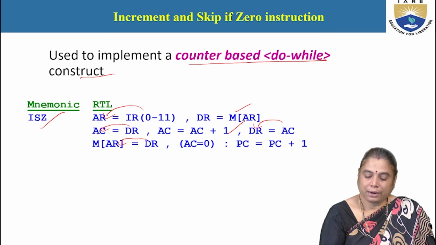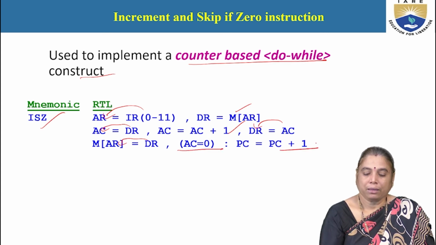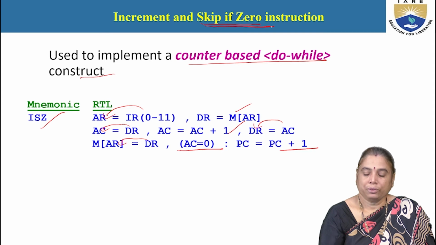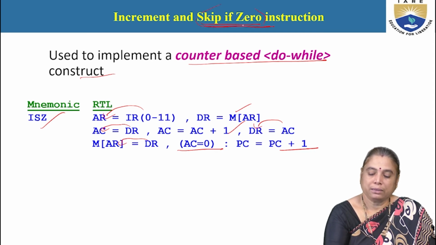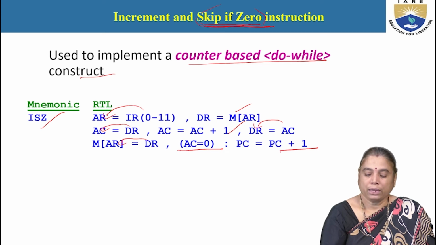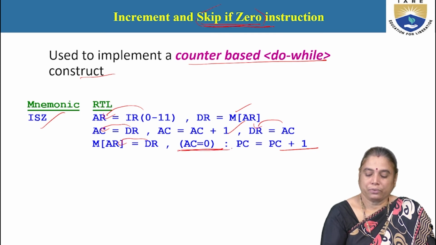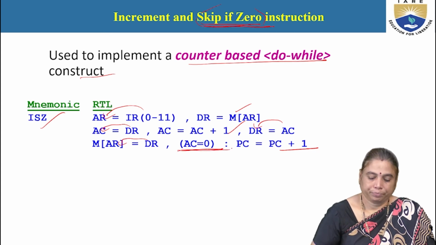And when AC contains 0, the PC value is incremented by 1. So the skip operation is performed if a 0 value is present in the accumulator. Only if this condition is satisfied is the next instruction skipped. So here the condition checking is done.